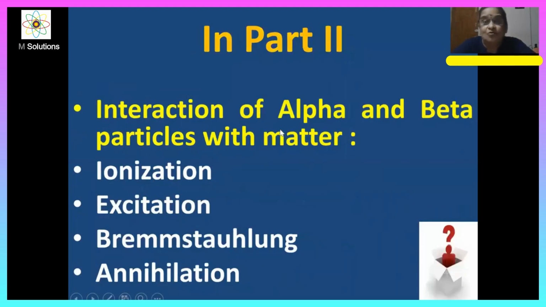Now in part 2, I'll be talking about the interaction of alpha and beta particles with matter, that is ionization, excitation, bremsstrahlung, and annihilation.